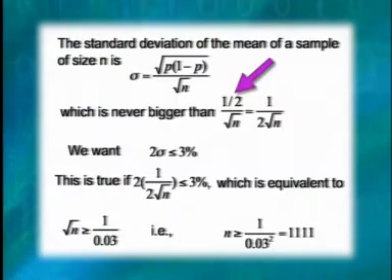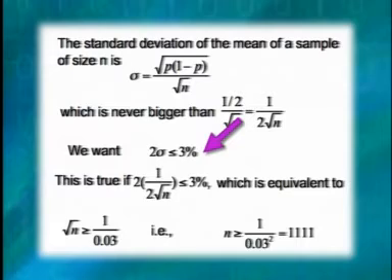So we can just see that this standard deviation of the means of sample size n is never bigger than 1 over 2 times the square root of n, that is, 1/2 times 1 over the square root of n. So you can see that it's getting smaller.